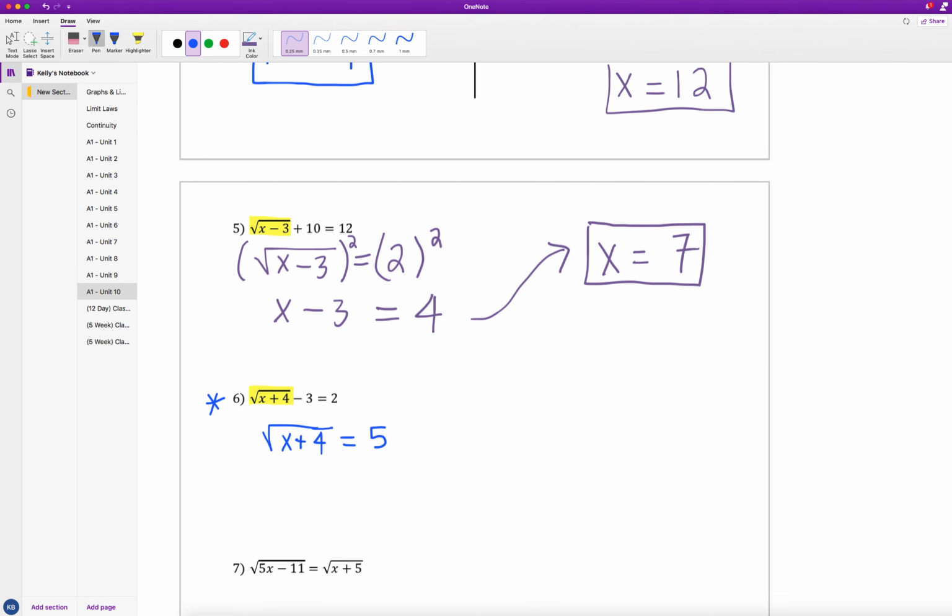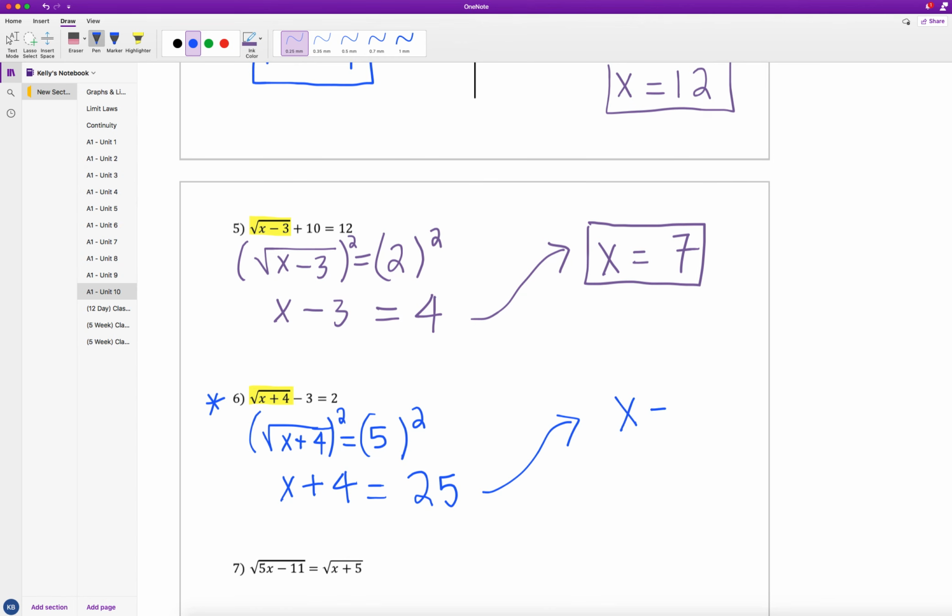Now from here, I can't move that 4 over yet until I get rid of the square root. So to get rid of the square root, that's why we square both sides. The square and the square root then cancel, and we're left with x plus 4 on the left side, and 5 squared gives us 25 on the right side. So we want to make sure that we can't move anything else over to get x by itself. If it's underneath the radical, we first have to get rid of that square root sign by squaring both sides before we move anything else over to the other side.